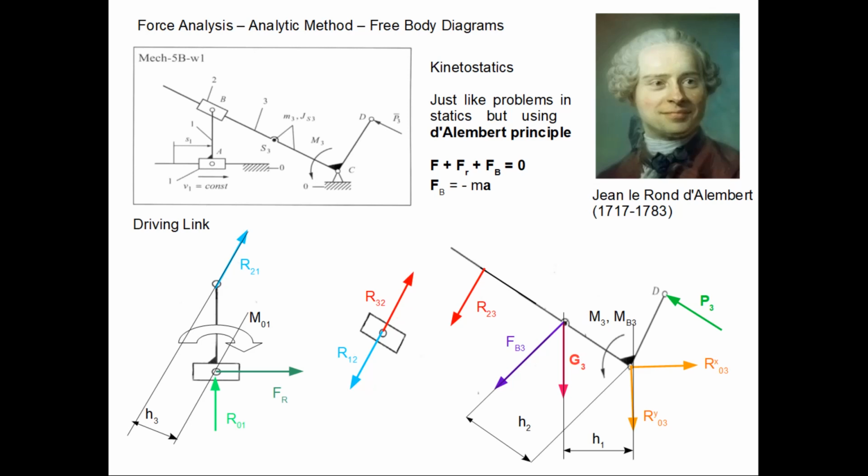When we look at our particular example, we see that there is a smaller number of unknowns and fewer equations due to this particular connection between the slider, which is massless, and the slide and the rod number 3.